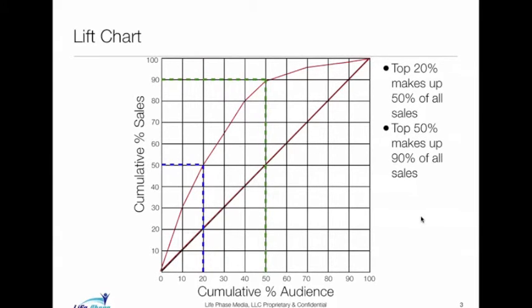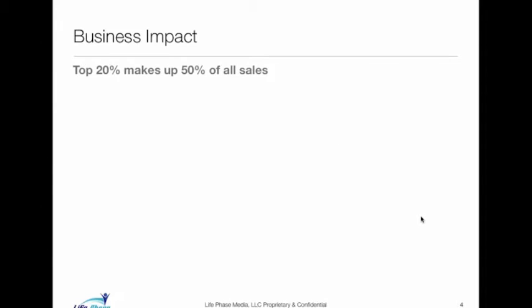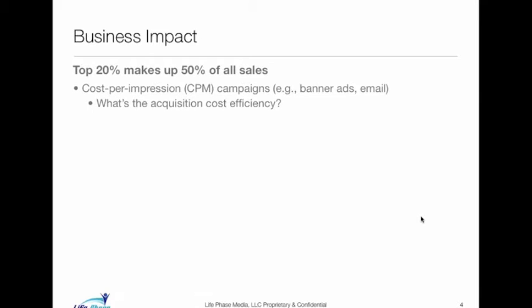This is an interesting chart, but what does it mean for the business? Let's take this first case where we contacted only 20% of the audience. As we've shown, that 20% is going to make up 50% of the sales. Let's say we're running a cost per impression campaign. This could be a banner ad campaign, could be an email campaign, something where you're paying for every impression that is served. The big question you have, of course, as an advertiser, is do these impressions convert? What does it do to our acquisition costs?